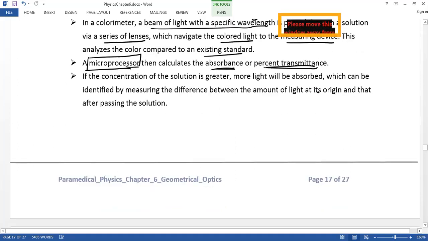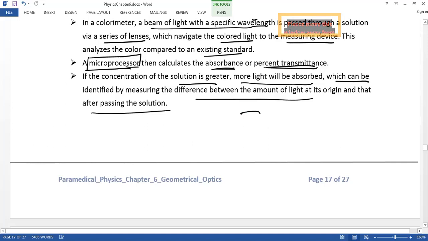Next, if the concentration of the solution is greater, more light will be absorbed, which can be identified by measuring the difference between the amount of light passed at the origin and that passed through the solution. For example, this is a cuvette which consists of a solution. The concentration difference can be known simply from the difference in the light, that is, the input and output light.